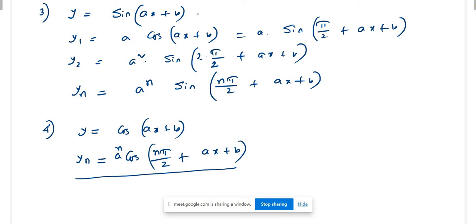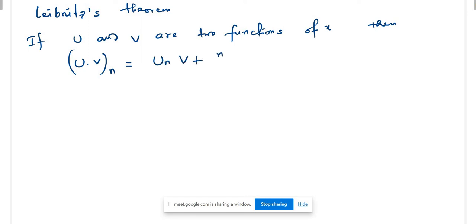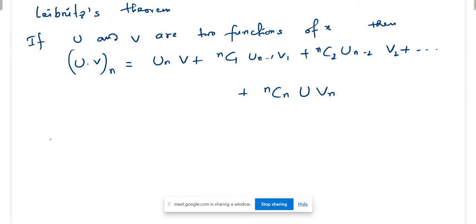After that, something we need to know, what is Leibniz theorem. So Leibniz theorem: if u and v are two functions of x, then u into v, if I make derivative of nth order, the answer will be un v plus nc1 un minus 1 v1 plus nc2 un minus 2 v2 plus dot dot, plus ncn u vn.